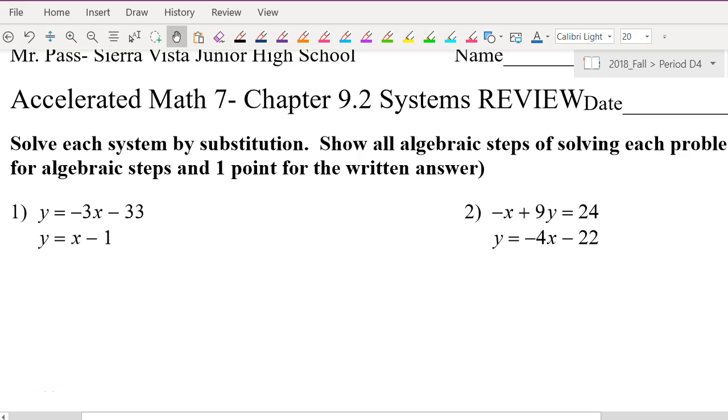All right, so solving systems of equations. We've been doing this for a little while, and I'm pretty confident that you guys are going to do an amazing job.